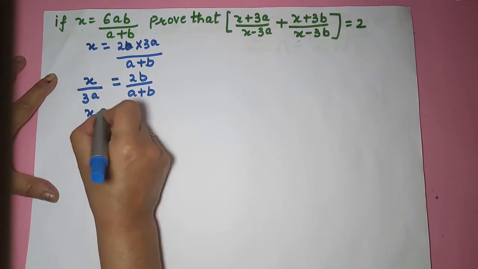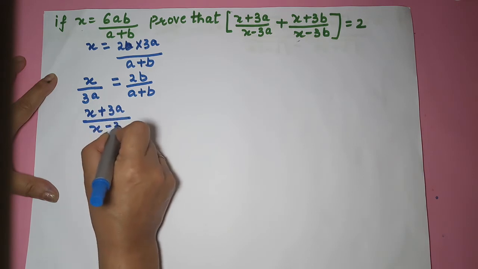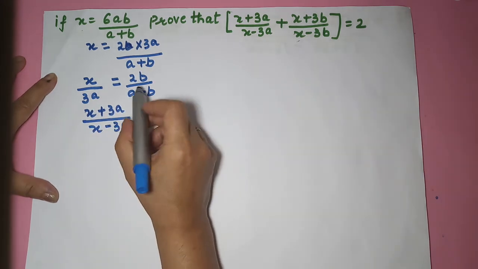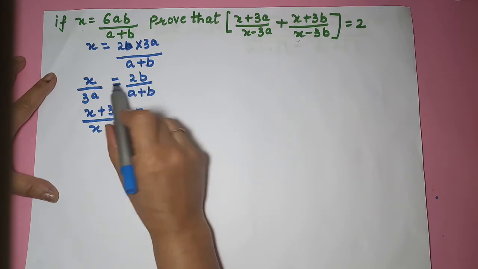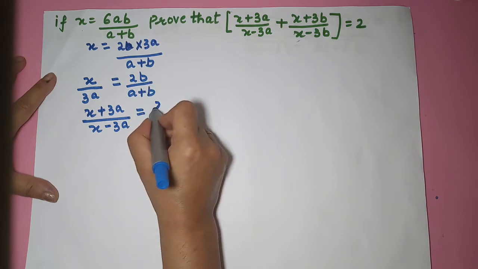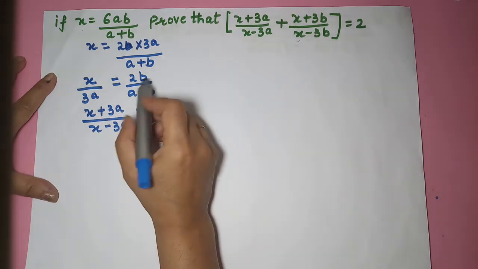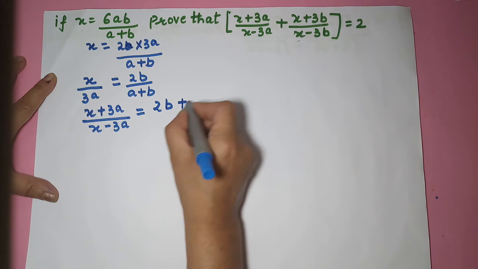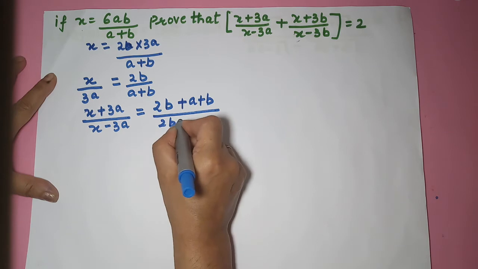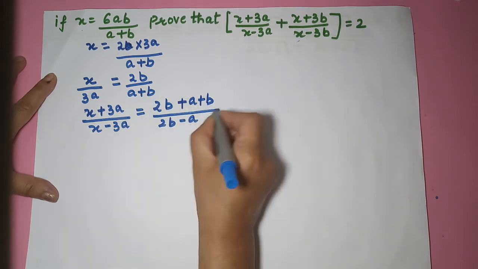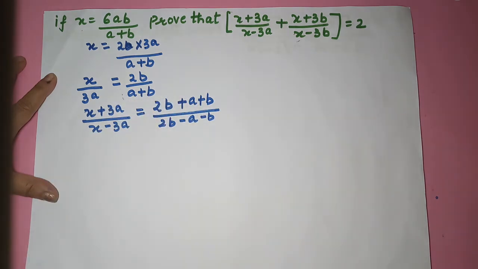Yes. So x plus 3a, numerator plus denominator upon numerator minus denominator is equal to, remember, sometimes you forget to apply the componendo and dividendo to the other side of the equation. Make sure that you apply the componendo and dividendo on both sides simultaneously. So numerator plus denominator, that is 2b plus a plus b, upon numerator, that is 2b, minus denominator, so minus a and minus b, because when I am saying minus denominator, this minus is outside the bracket here.